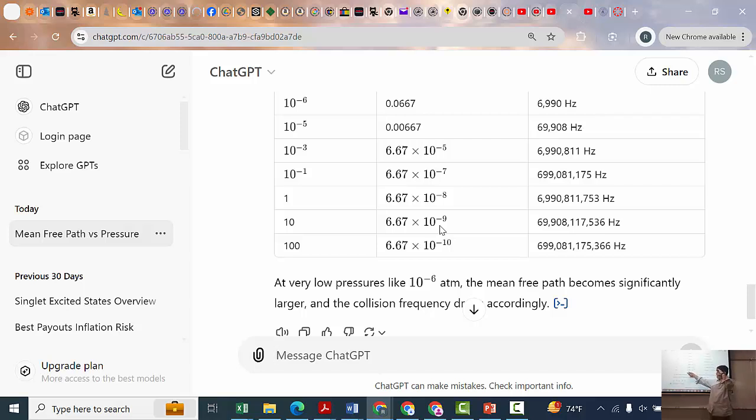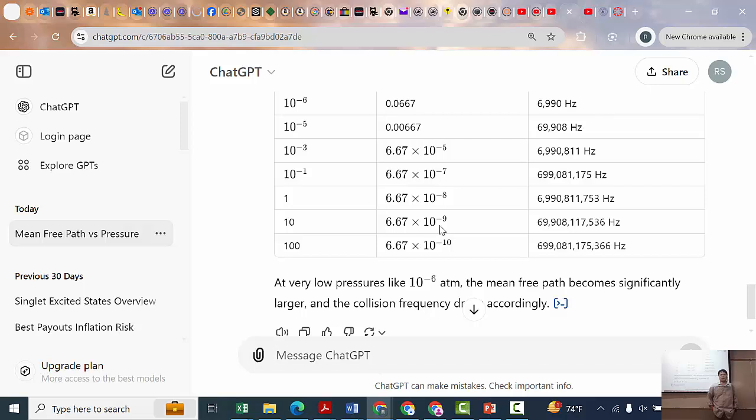If we go to 100 atmospheres, how far does it travel before it hits something, roughly, on average? 7 times 10 to the minus 10. Do you guys recall what 10 to the minus 10 meters is called? It's called an angstrom. Did I talk about angstroms? People are saying to get rid of angstroms, but I still like angstroms because it's easier to remember the size of atoms in angstroms.